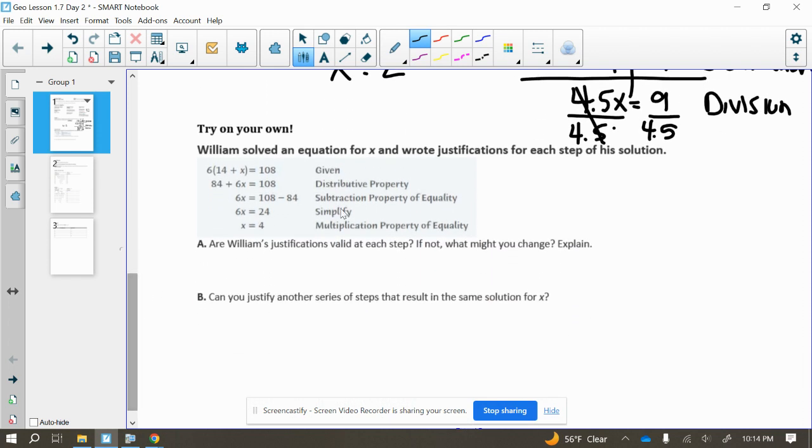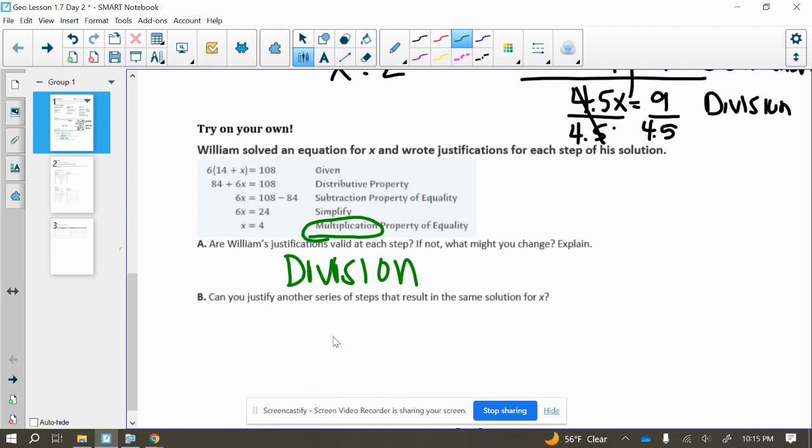Okay, so we see again down here with William's example, his own setup for solving his equation. He used the distributive property to distribute the 6. He subtracted the 84 over, simplified. And then here's where William went wrong. He said that he used multiplication. We know that he used division to make x equals 4 because he divided both sides by 6. So again, he used the division property, not multiplication.